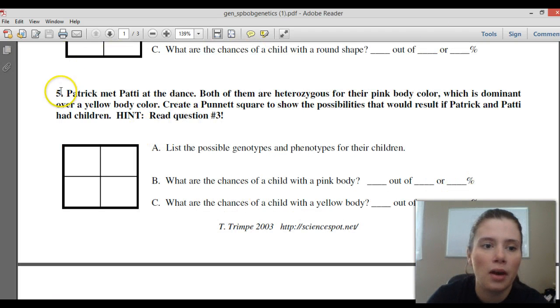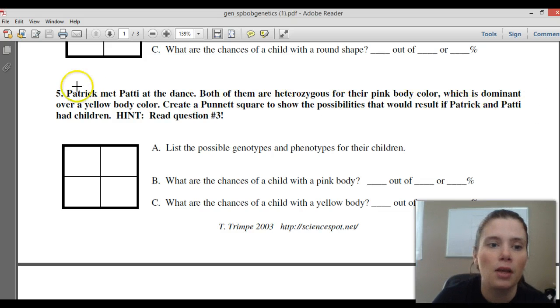Okay, so now it says Patrick met Patty at a dance. Both of them are heterozygous for their pink body color, which is dominant over yellow body color. Create a Punnett square to show the possibilities that would result if Patrick and Patty had children. Okay, so the first thing that we need to do is figure out the parent's genotype. Both of them are heterozygous for their pink body color. And we know the pink body color is dominant to yellow body color.